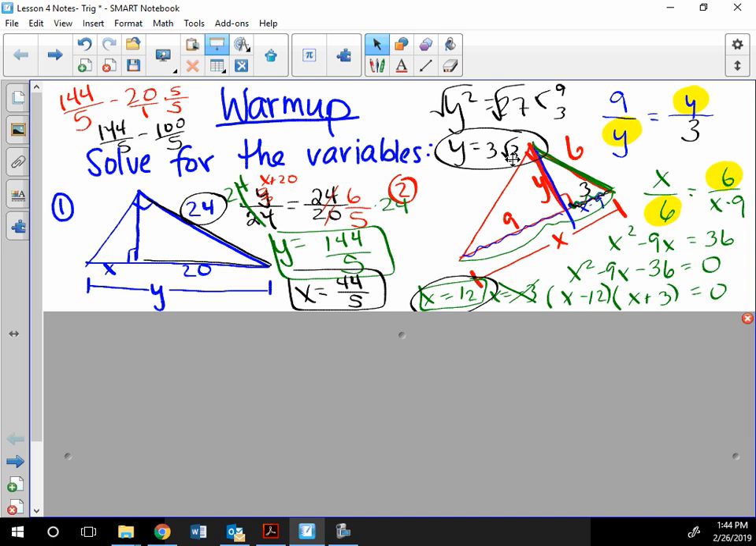Once you find that this is 12 and this piece is 3, you could have also done Pythagorean theorem. Then 3 squared plus y squared equals 6 squared. That would have gotten you the same result.